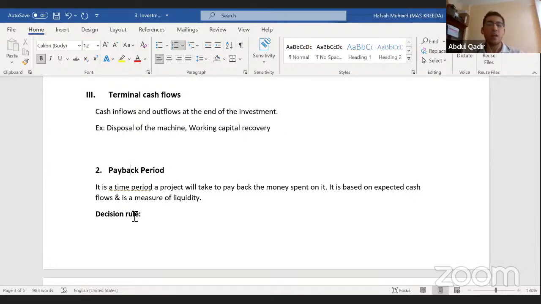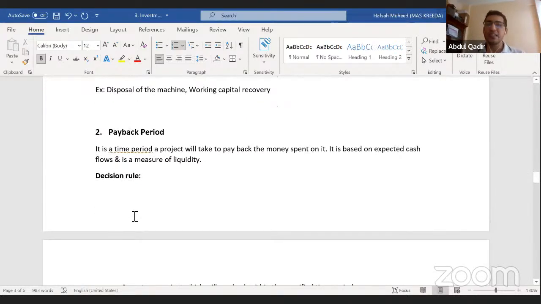So payback period is basically how long, let's say you invest, right? How long would it take for you to recover that investment, right? Let's say you give someone 1,000 rupees, your friend, right?